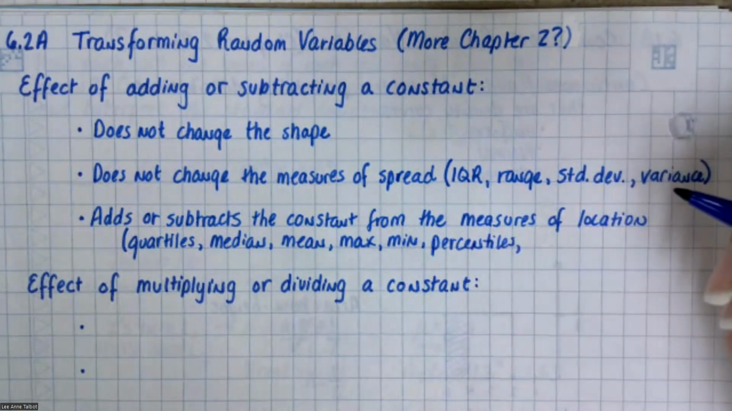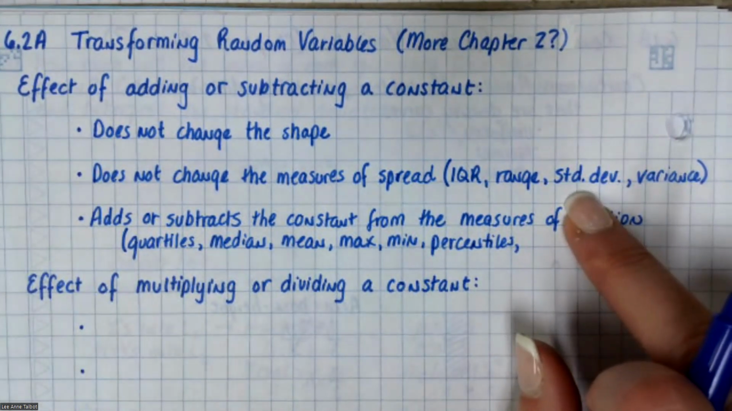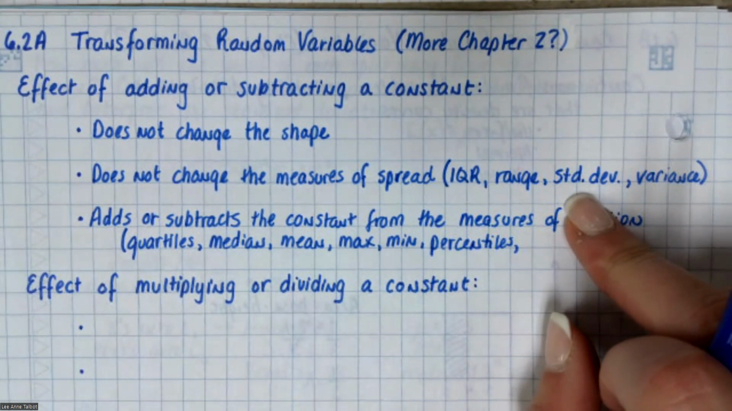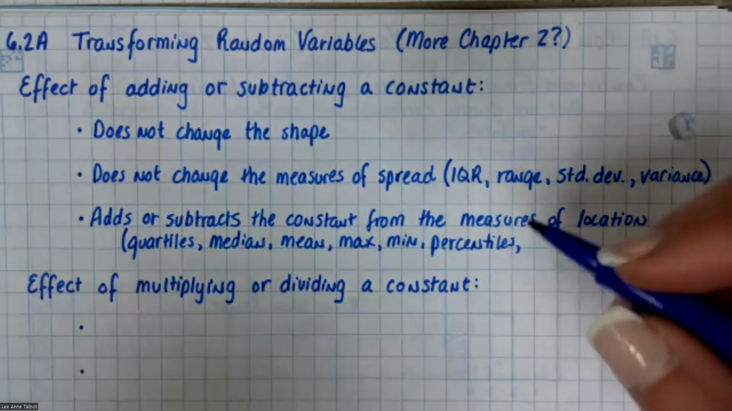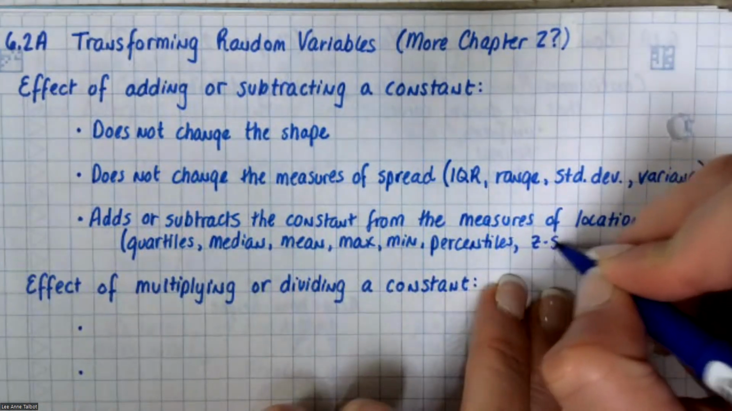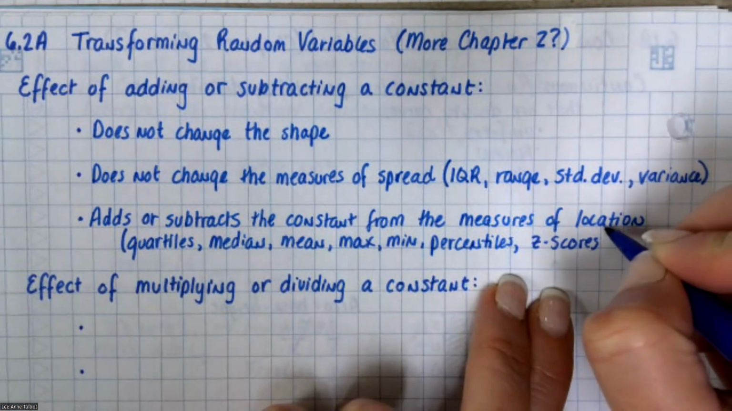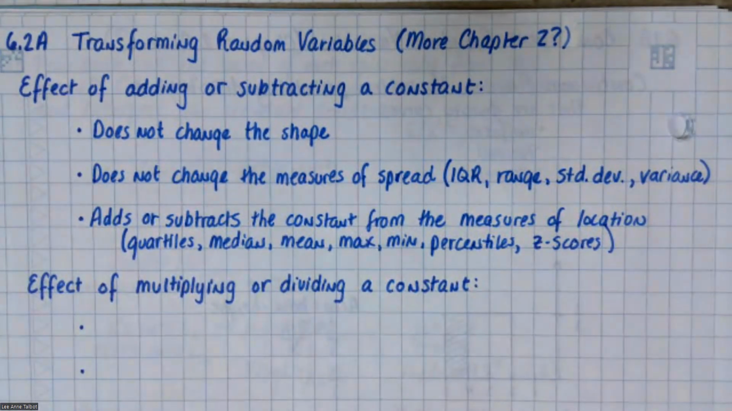Standard deviation is a measure of spread, so it's like 1 standard deviation, but it's how spread out. Okay, percentiles, z-scores, all of those things are measures of location.